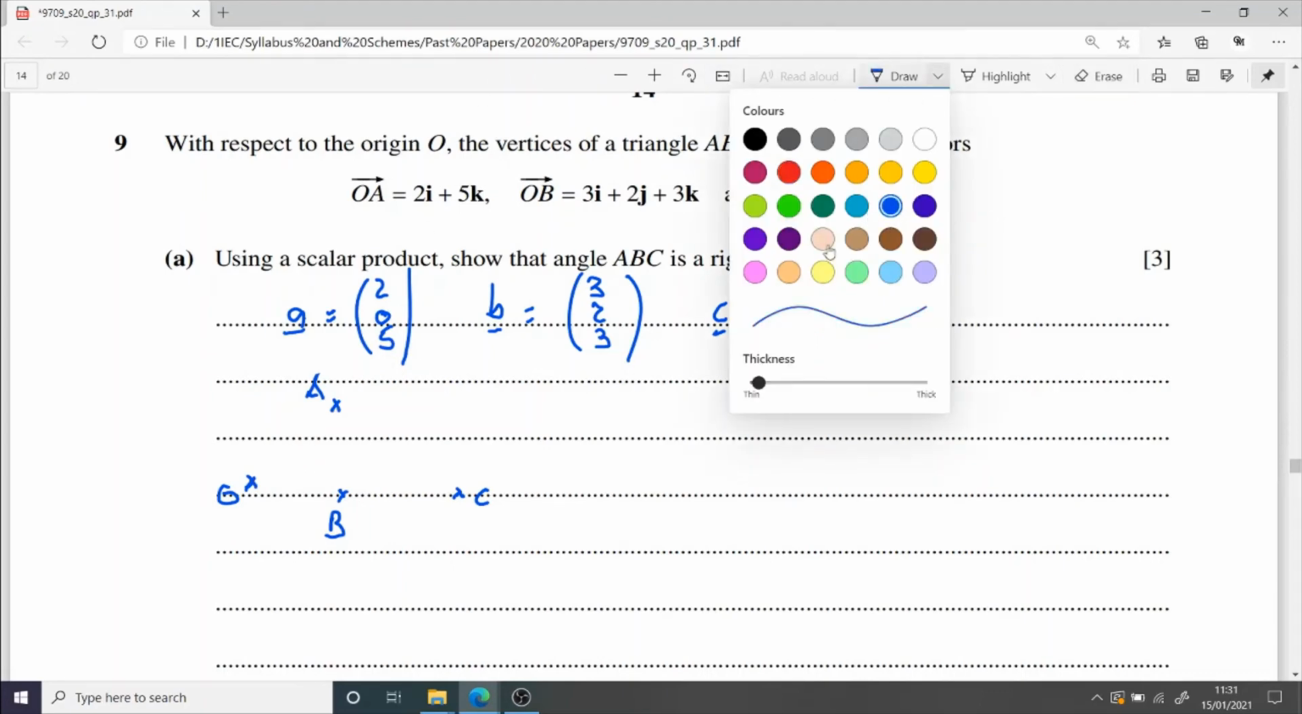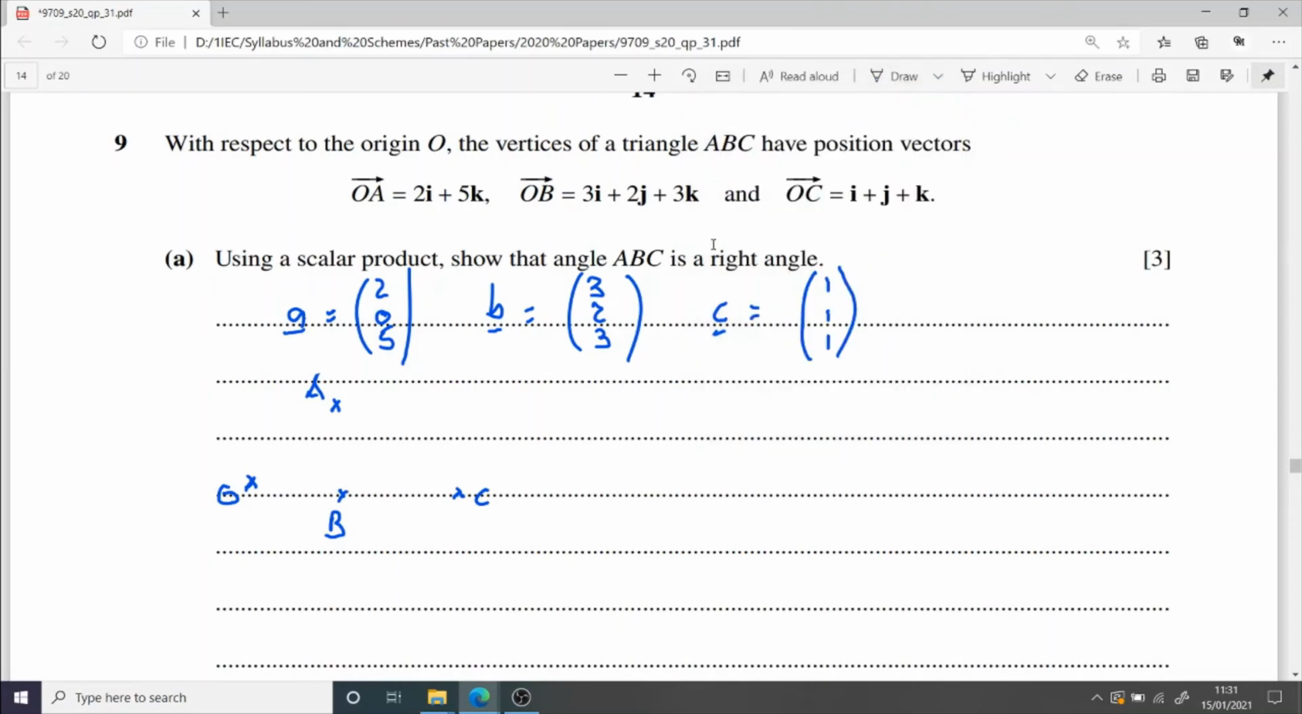So to be able to show that angle ABC is a right angle, first of all let's draw in the angle ABC. ABC is this angle here. To find this angle, to use the scalar product, first of all we need the two vectors pointing away from the point where the angle is, so pointing away from B. So that is the vector BA and the vector BC.